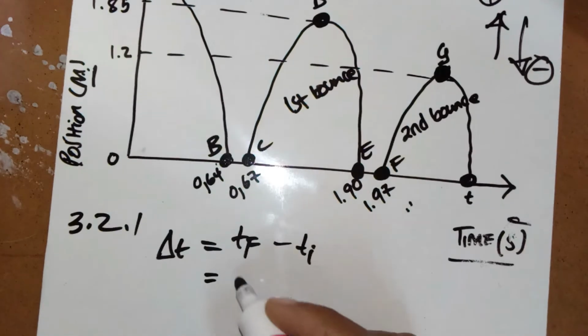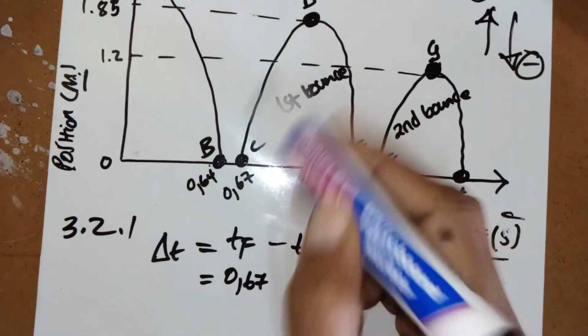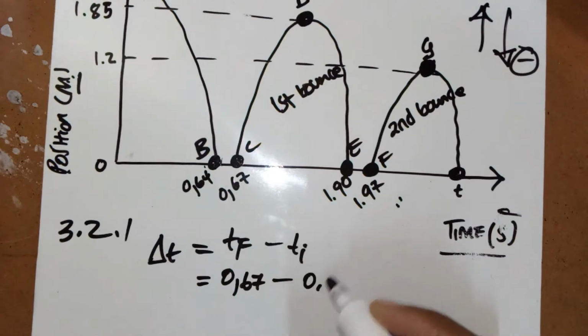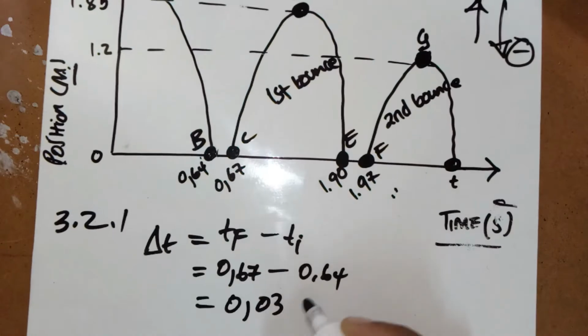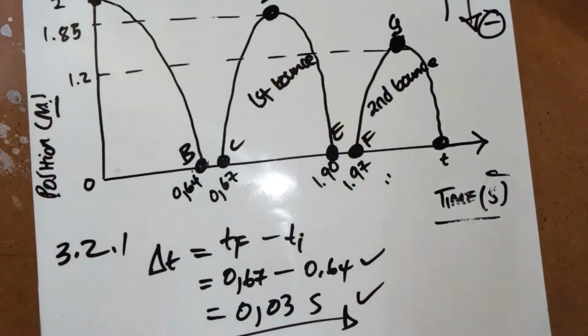So tf in this case is 0.67, because this is when it is about to bounce back up, and then it hit the floor at 0.64. So this is just math. This is going to give us a value of 0.03 seconds. And now we have answered that question and you have found yourself 2 marks.